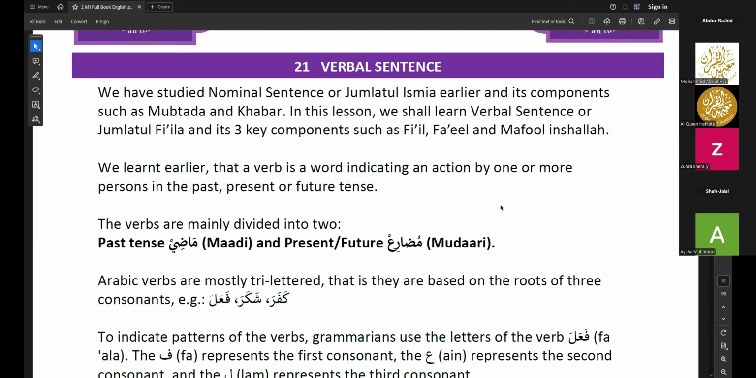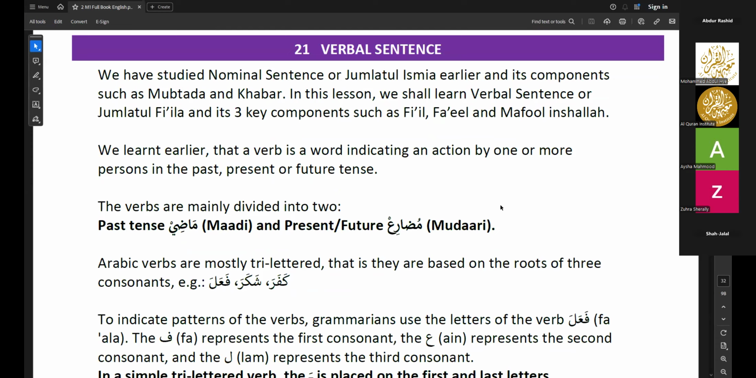Disconnect. I'll come back again, inshallah.